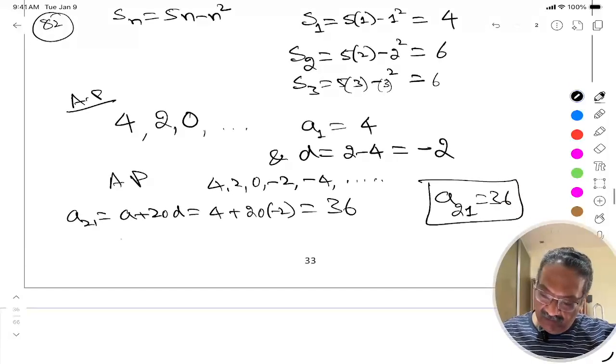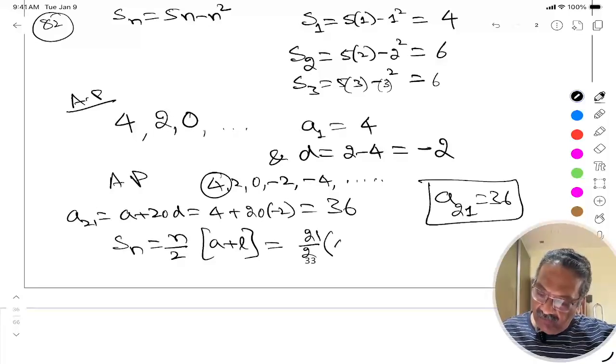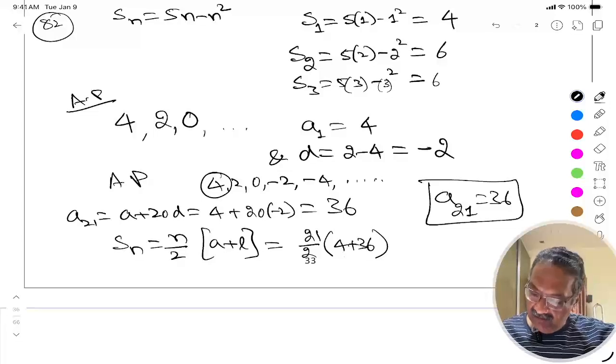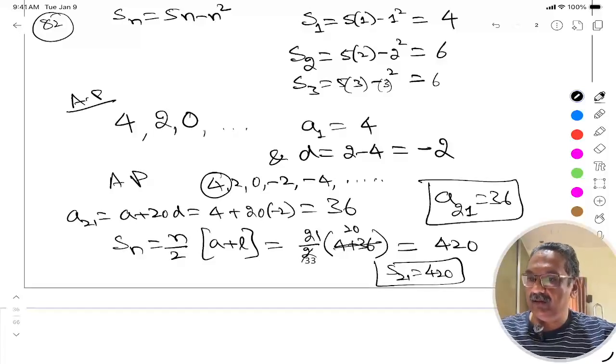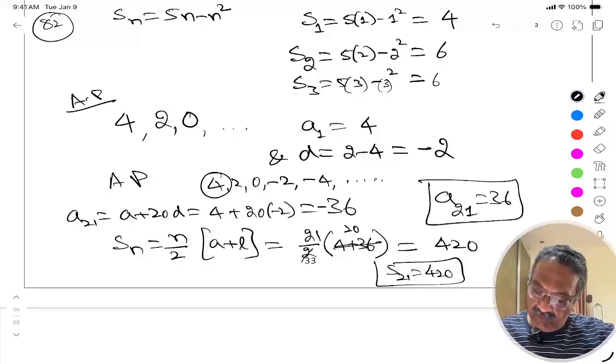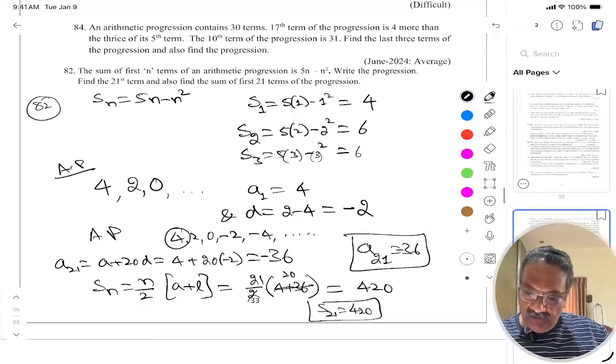And what there was? Sum of first 21 terms, Sn is equal to n by 2 into A plus L. We know the first term is 4. So this is equal to 21 by 2 into 4 plus minus 36. This will be 21 by 2 into minus 32, which is minus 336. Okay, this is minus 20 into 2 is minus 40. A21 is minus 36. So we've got 82 is over. Next question.